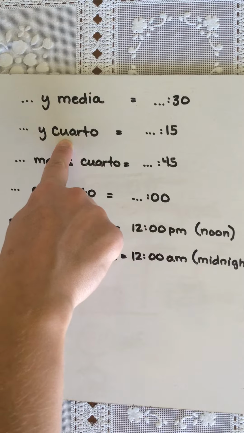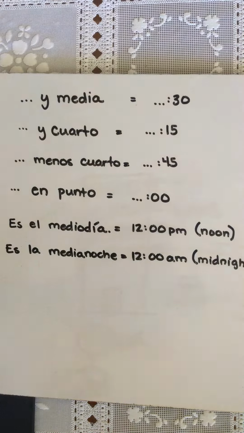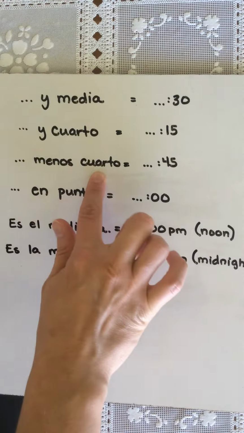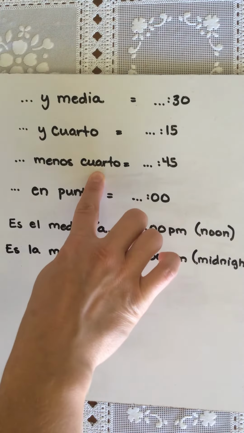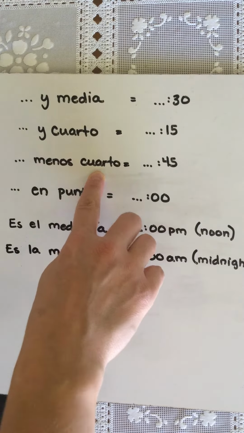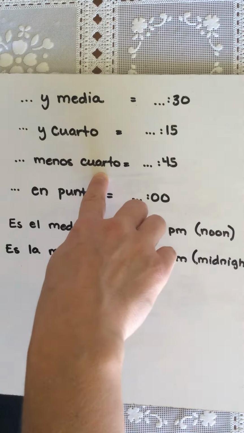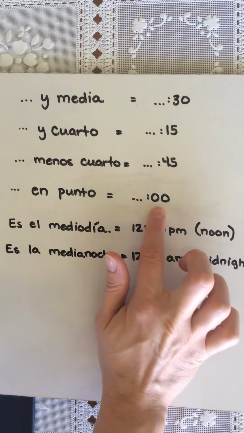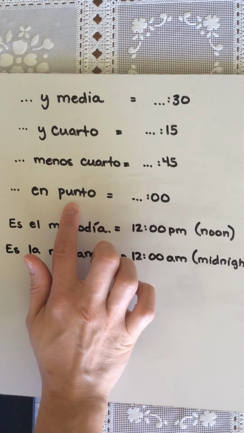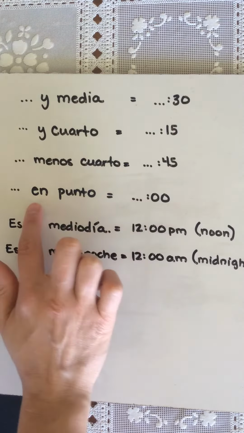So if it is 3:15, son las 3:15 y cuarto. If it's the 45, we're going to use menos cuarto, saying minus a quarter or a quarter till. So if it's 3:45, I would say son las 4 menos cuarto. It's 4 o'clock minus a quarter. If it's the hour on the dot, that's what en punto means. En punto means on the dot. So if it's 4 o'clock on the dot, son las 4 en punto. It is 4 o'clock on the dot.